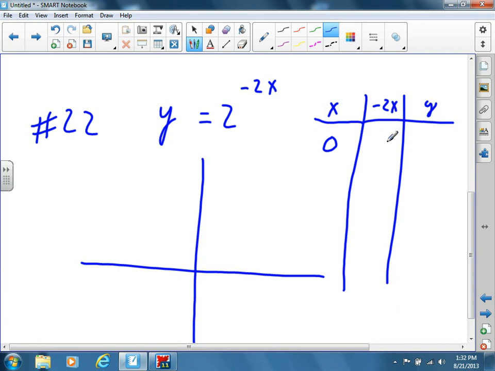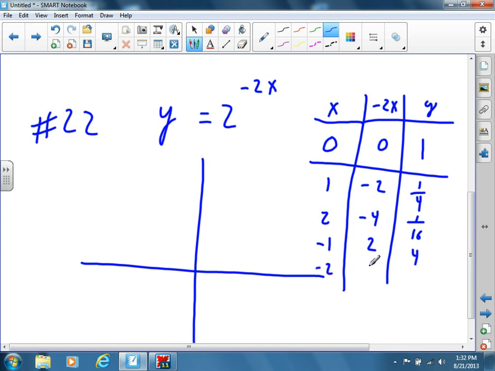So when x is 0, this is 0, that's 1. When x is 1, this is minus 2, and 2 to the minus 2 would be 1/4. When I'm at 2, I'm at minus 4, and that'd be 1/16. If I'm at minus 1, that would make this 2, which would make this 4. And if I'm at minus 2, that would make this 4, which means I'd be at 16. All right, now that's way too much work.